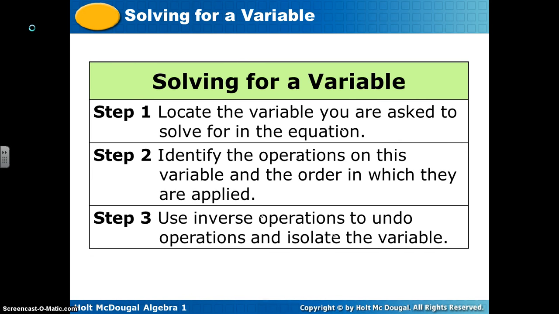And then solving for a variable, these steps are at the bottom of your guided notes. First, locate the variable you are asked to solve for in the equation. Identify the operations on this variable in the order in which they are applied. This is where you can build your do and undo chart, where you first list all the things that are being done to the variable you're trying to isolate. Next, step 3, you would use your inverse operation to undo the operations and isolate the variable. That is a very good thing to do to help you stay organized and focused when solving these types of equations.